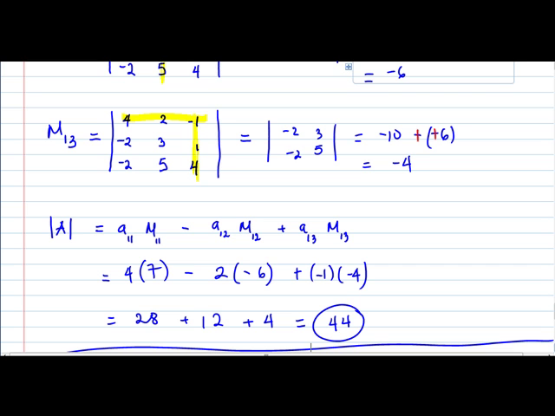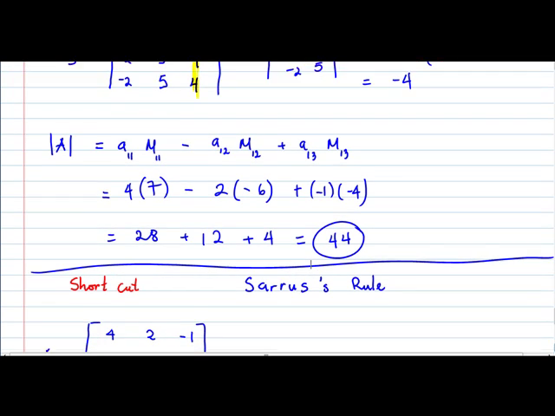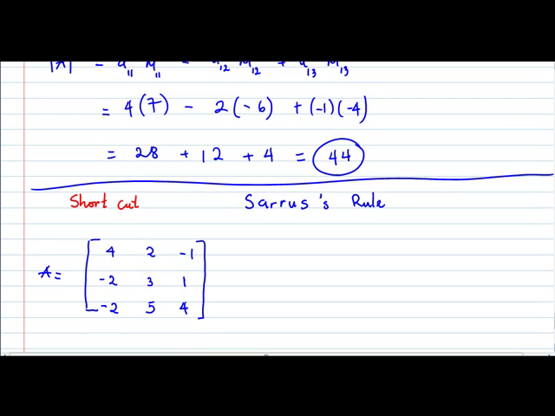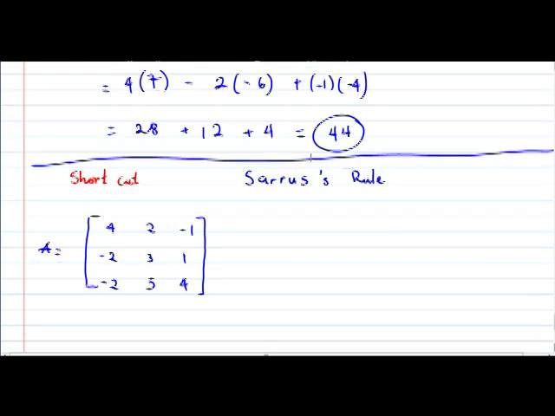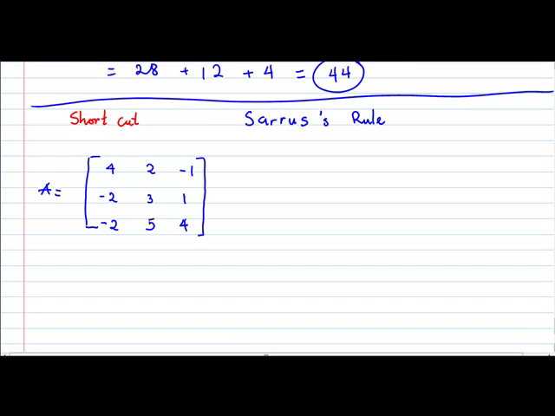Now next I will show you how to evaluate a determinant by using Sarrus's rule. This is a shortcut, and this method helps us to evaluate determinant A faster, and it is very efficient. And with this method, we don't care what expansion we want to do, column or row, it doesn't really matter. Let me show you how to do it.